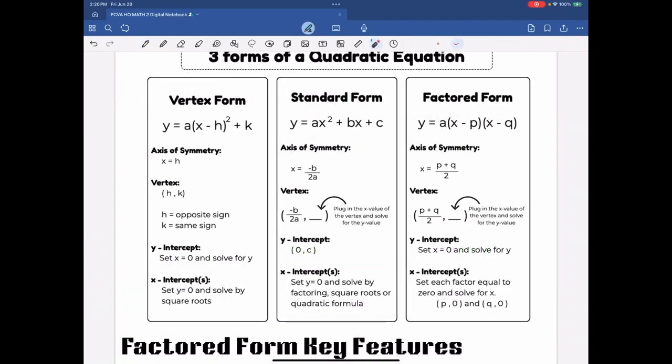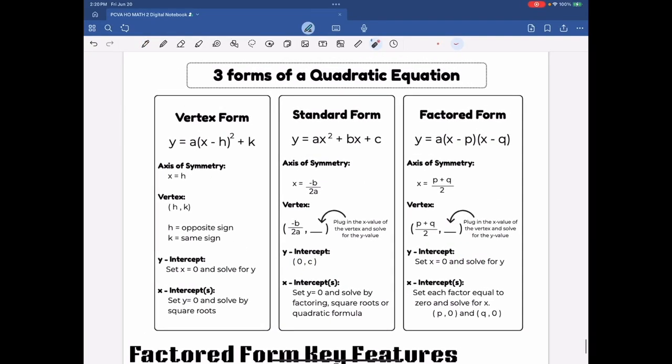All right, so this reference chart talks about the three forms. We have talked about these two forms, vertex and standard, previously in the other parts. And we're going to look quickly at factored forms. So we've talked about how to factor a trinomial, but we also have what we call factored form of a quadratic, which just means that it's factored out.